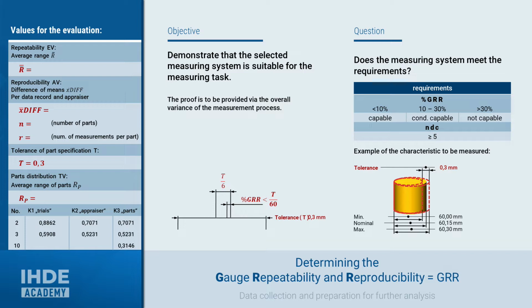Even if we will go into more detail later, here is a brief explanation of what exactly this parameter means. The 6th of a tolerance of the product characteristic is taken as a reference value. The overall variance of the measuring system should then not be greater than 10% of this reference value. In the table on the left, some characteristic values are already mentioned, which we will determine on the basis of some fictitious measured values.